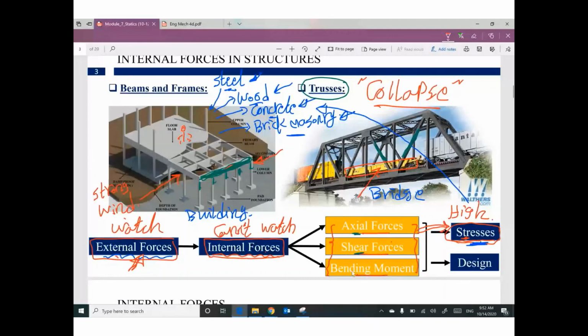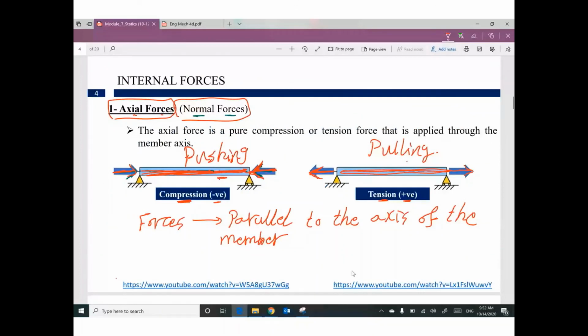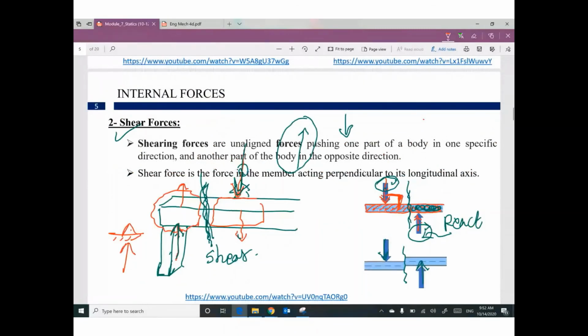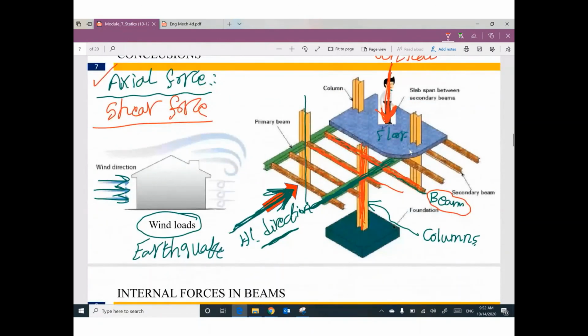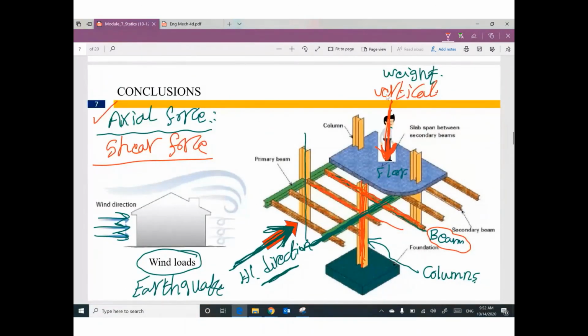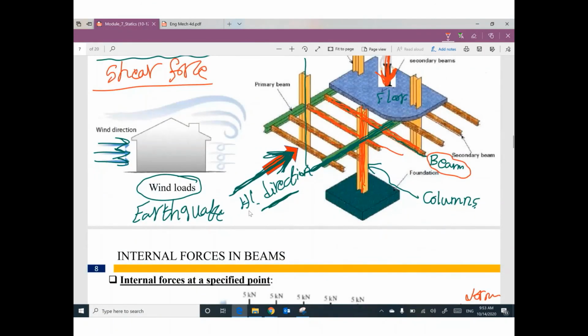To create axial forces, these forces must be parallel to the member. To create shear forces, these forces must be perpendicular and in opposite directions. To create bending moment, these forces must be perpendicular. Sometimes your external forces are vertical, like the weight of yourself, the weight of the furniture, the weight of anything around you, because any weight in the world comes down in a vertical direction. Sometimes we can expect horizontal forces coming from wind or earthquake.